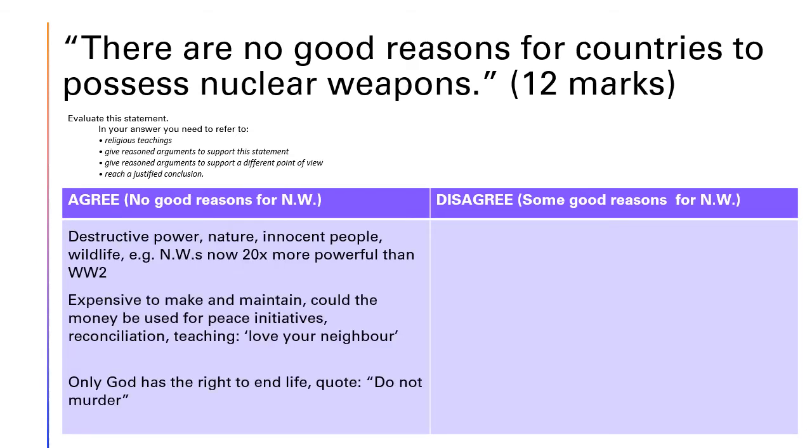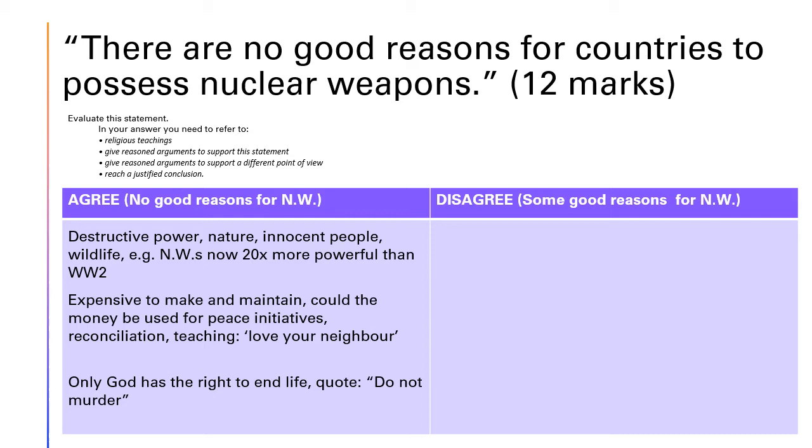Okay, so on our disagree side, we're going to think about the fact that nuclear weapons have destructive power. And what I've done with our points, I've summarized them. So remember, in exam time conditions, you only have time to summarize your points in your agree-disagree table. Just make some simple bullet point notes that you can refer back to when you come to write them up in detail in your paragraph.